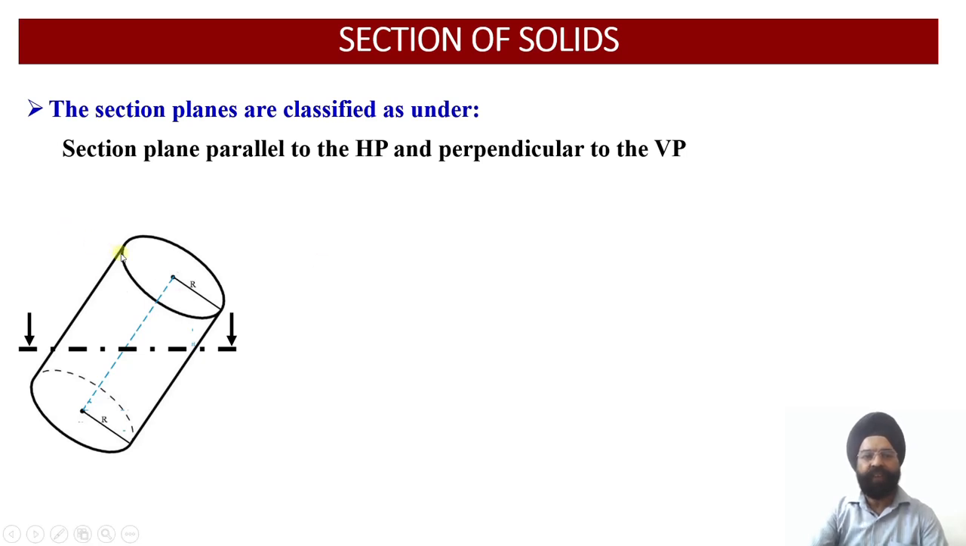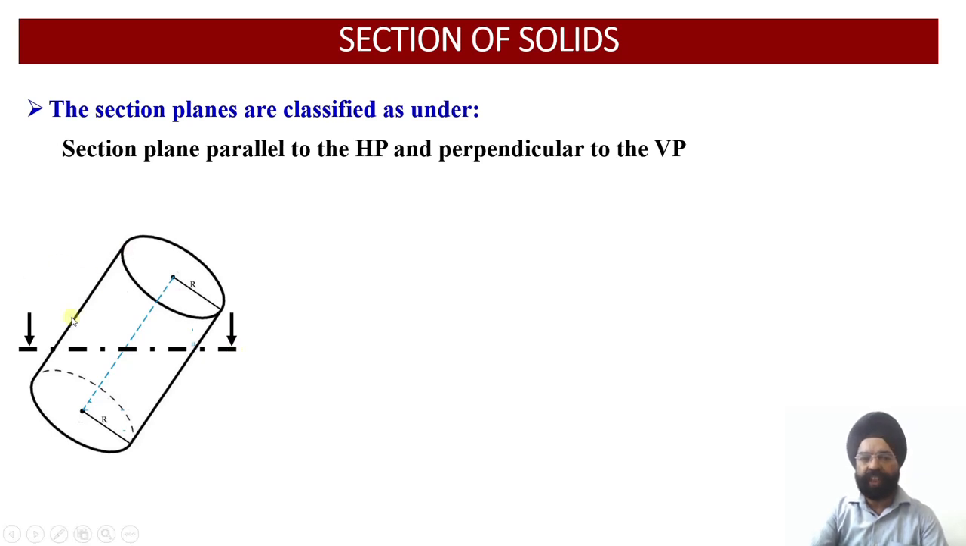But here we have a special case in which the cylinder axis is inclined with respect to the horizontal plane, and this is the axis of the cylinder. This axis is inclined to the horizontal plane in such a way that the cylinder is resting on the horizontal plane on a point of its base over there, right? So the cylinder is resting on the ground or the horizontal plane on a point of its base. And now after this cylinder has been inclined, we are going to cut this cylinder with a cutting plane which happens to be parallel to the horizontal plane and perpendicular to the vertical plane.